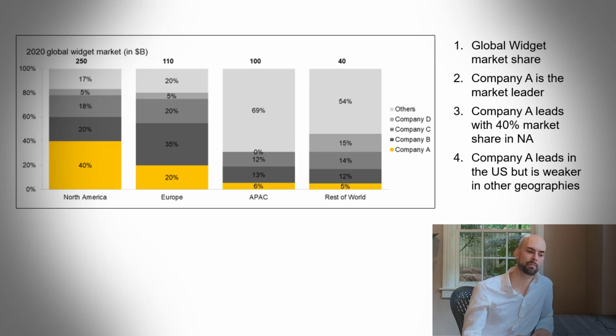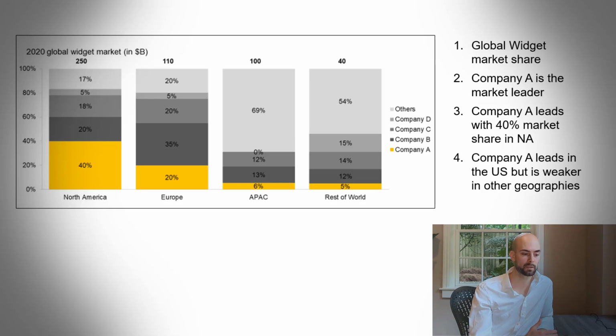The second one is a little bit better. Company A is the market leader, so there's already a message here. So we're the market leader, that's better than being second or third. So there's a bit of a value judgment here. The third and fourth are even a tad better. So here we're more specific. We're using metrics, numbers. Company A leads with 40% market share.